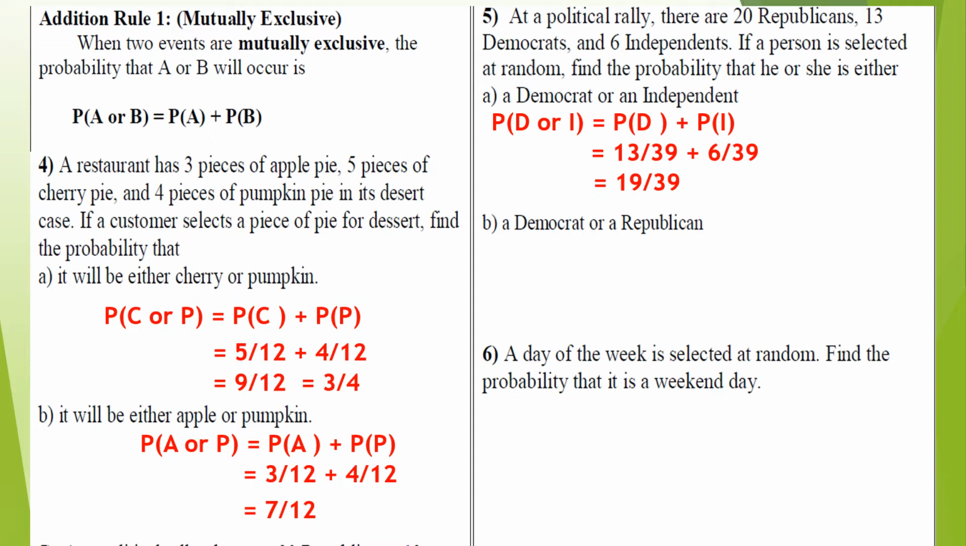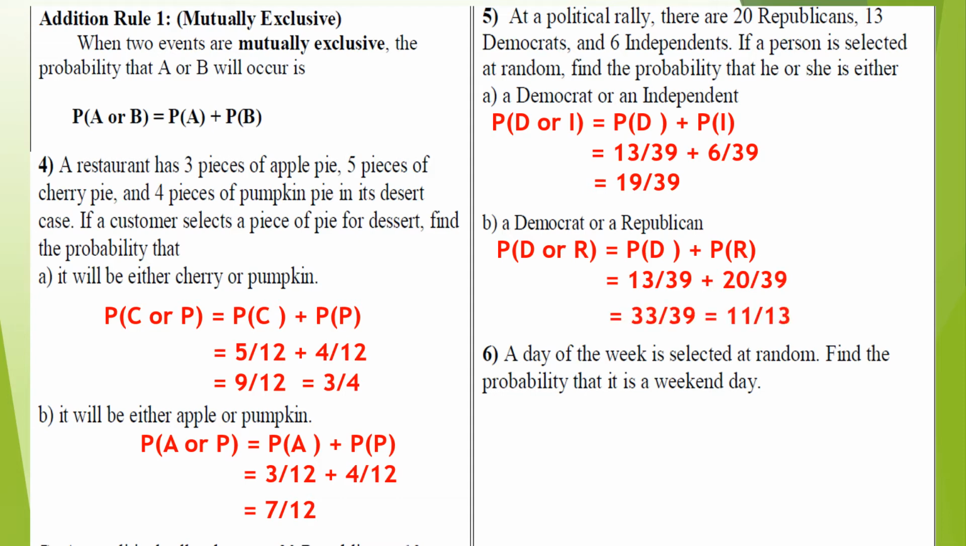Letter B, a Democrat or Republican. P(D or R) equals P(D) plus P(R). So this is 13 over 39 plus 20 over 39 equals 33 over 39 or 11 over 13.